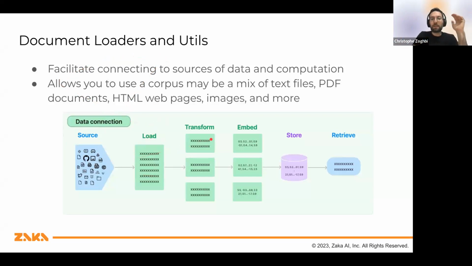You load it. It allows you to transform it. It allows you to create an embedding of each one of those, and then store it in what we call a vector store, and then finally do the retrieving part. All of those steps are part of the document loaders and utils module. So that's why LangChain is very useful, because you can pretty much connect any type of data to your system and output any type of data. It's very modular in that sense.